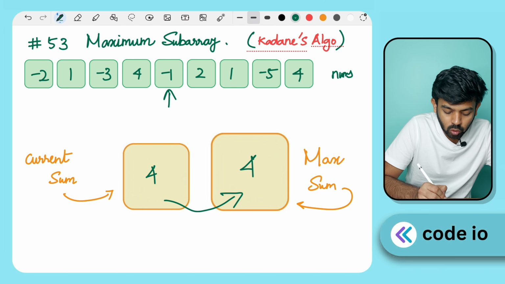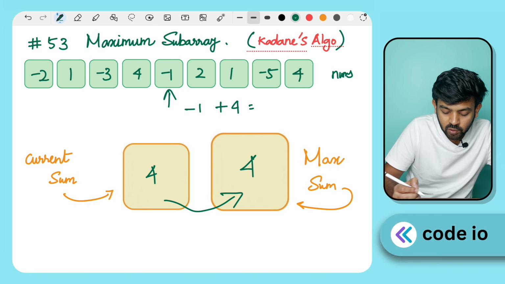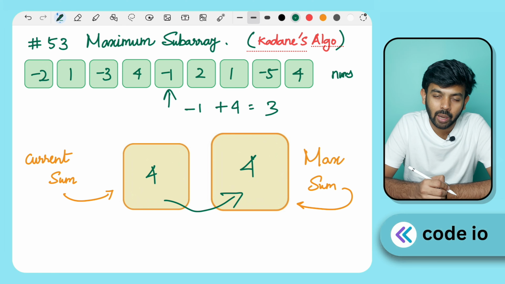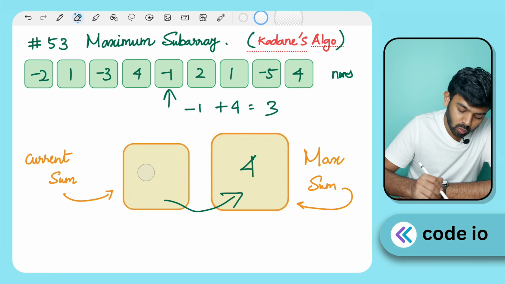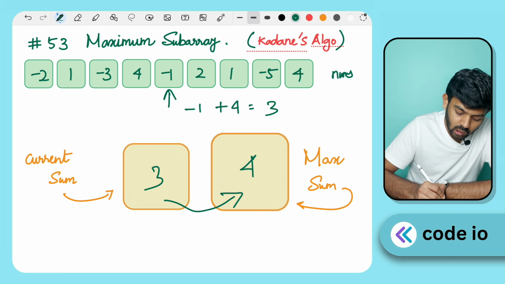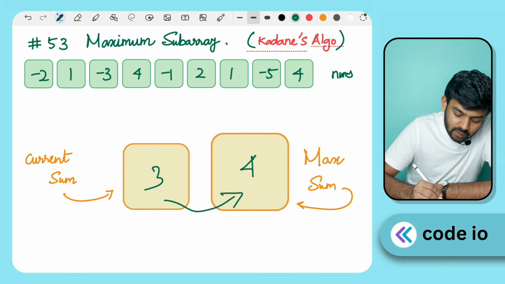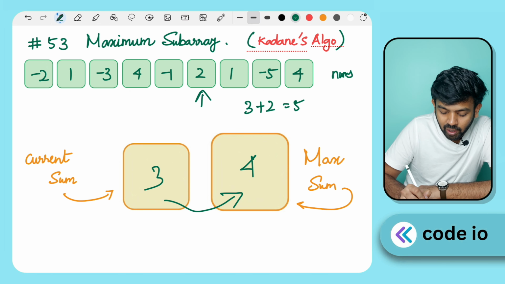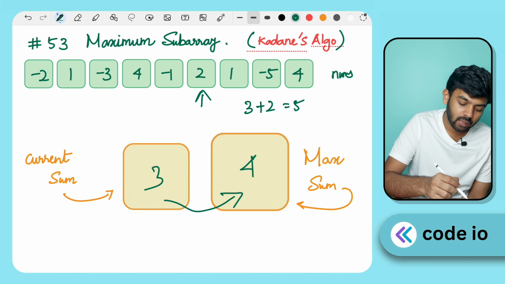Moving over to the next iteration, you have minus 1. You're going to add this minus 1 with your current sum. That gives you plus 3, right? Is 3 greater than minus 1? It's greater than minus 1. So you would be just adding this minus 1 here. That gives you 3 in your current sum. Moving to the next iteration, you have 2. Now if you add 3 and 2, that gives you 5. Is 5 greater than your nums of i? Of course yes. So you'll be adding this 2 as well.